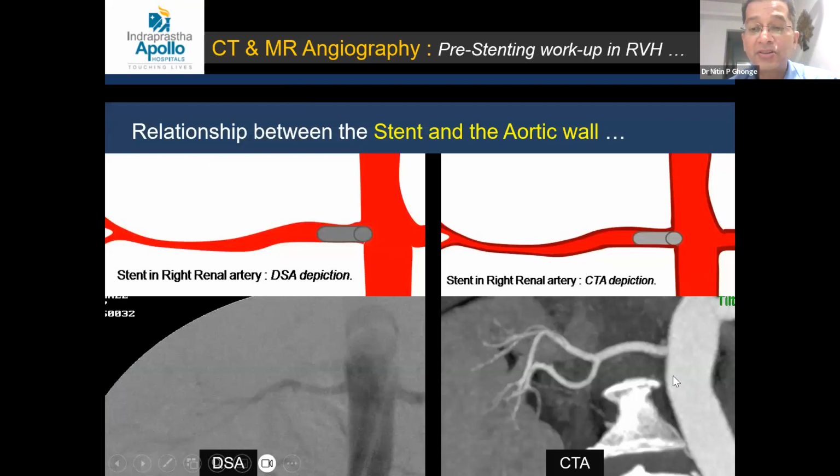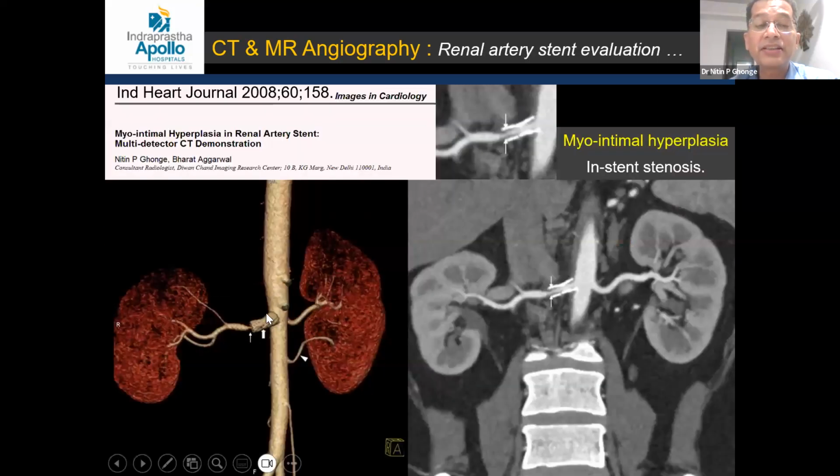This is an example of a patient. For DSA, what happens in DSA, you will only see the renal vessel lumen. The intraluminal structures are seen. But with CT angiography, you can see the lumen, you can see the wall, you can see the structures outside the wall also. And this is what I was telling, that there is a stent in the right renal artery proximal part.